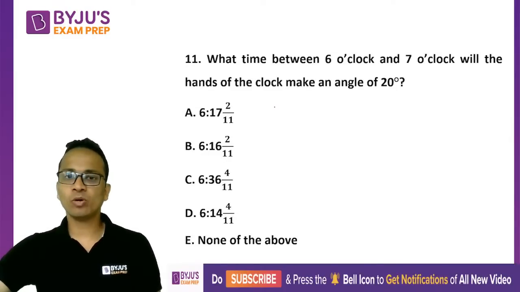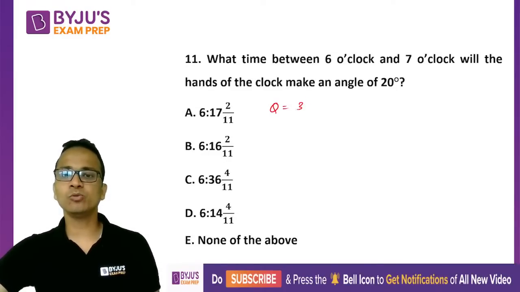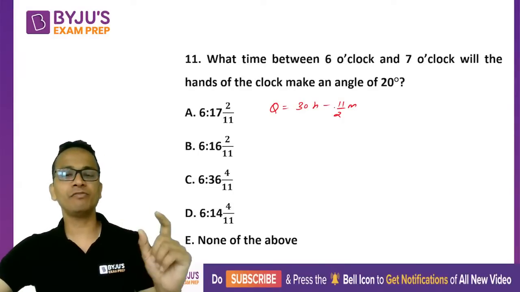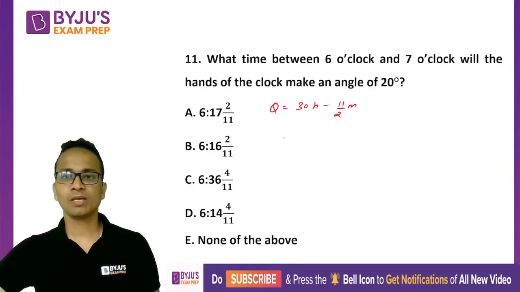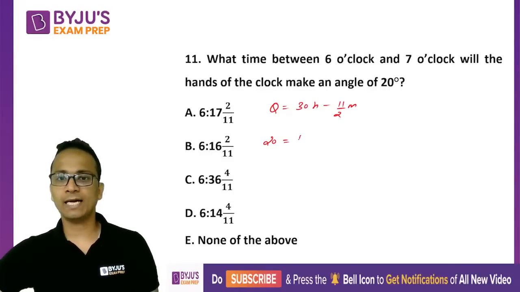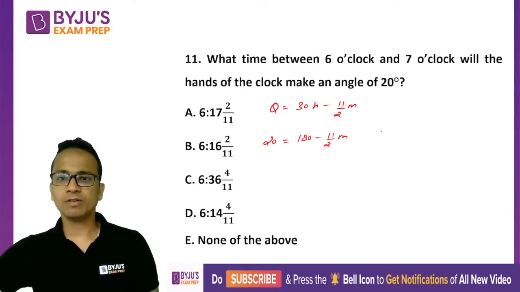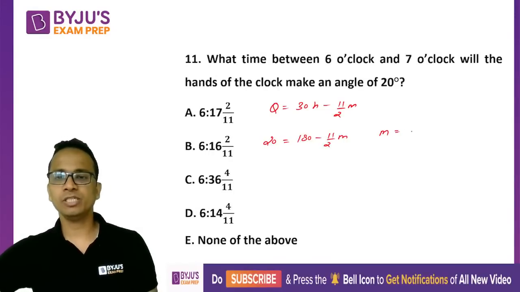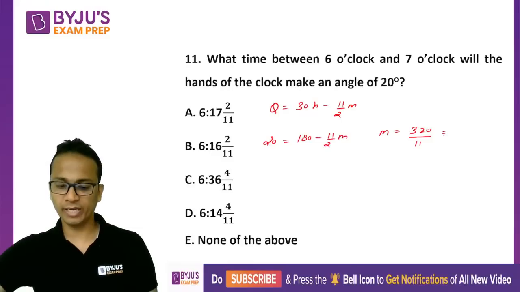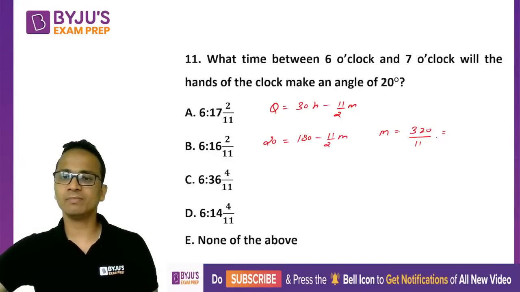When minute hand is before hour hand, theta is equal to 30h minus 11 by 2m. So if minute hand is before hour hand in the figure, then in the formula it should be after. So angle is 20, 30 into 6, that is 180 minus 11 by 2m. Now the value of m will be 320 upon 11. So 320 upon 11 आ गया.